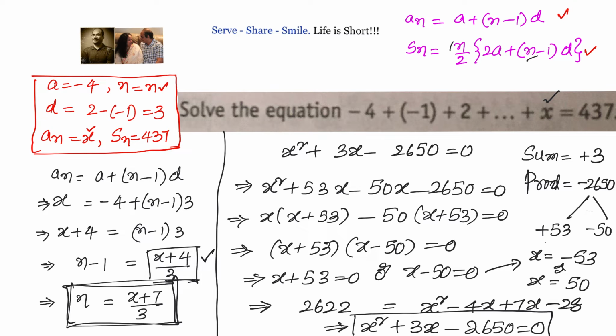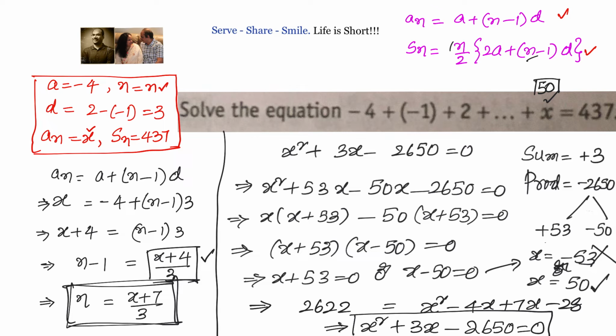Now x cannot be a negative term because we know the values are going on increasing. So x will be equal to 50. So the value is 50. The value of x is 50.